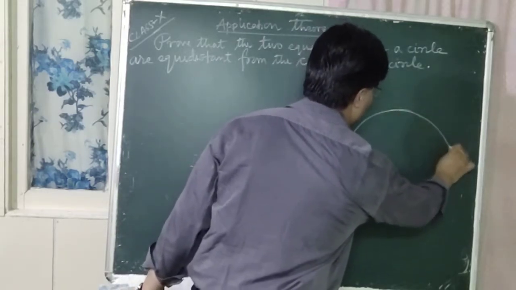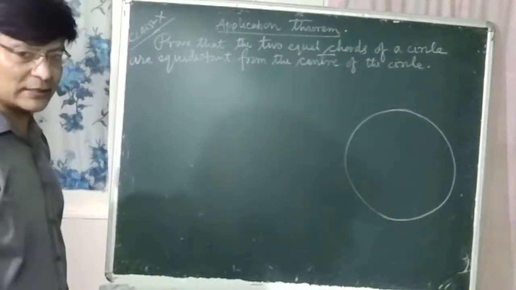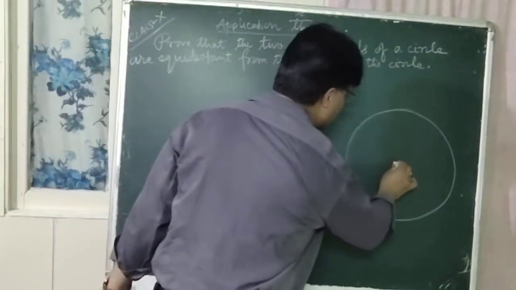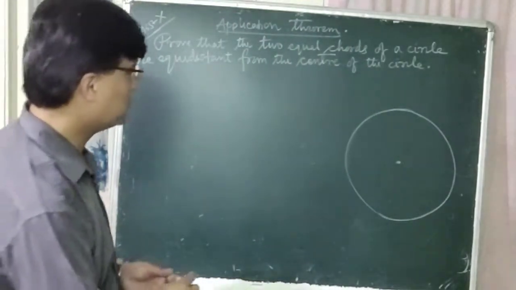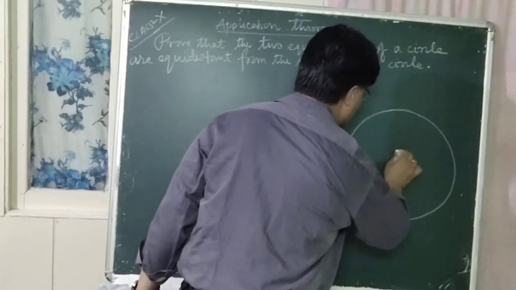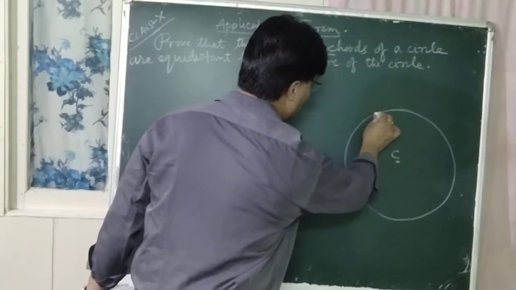So this is a circle. This is a circle, right? The center of the circle is C. Now here we draw two chords.